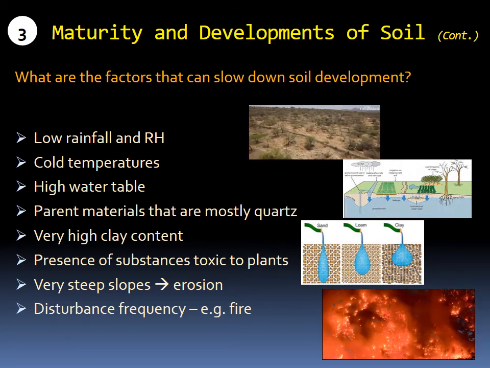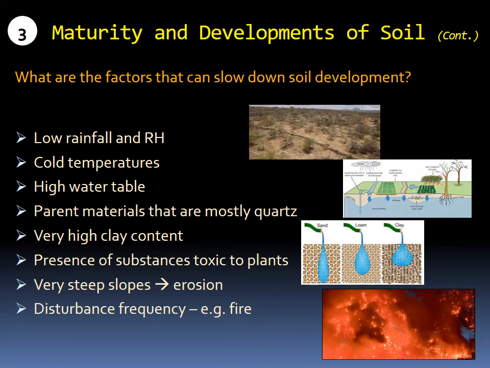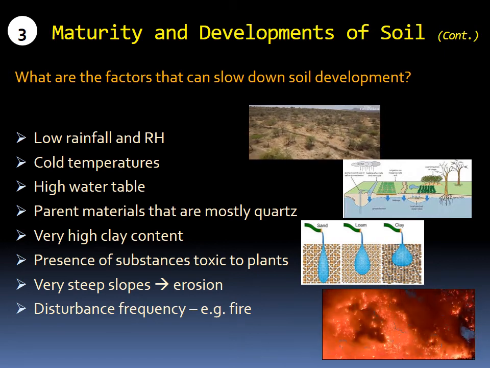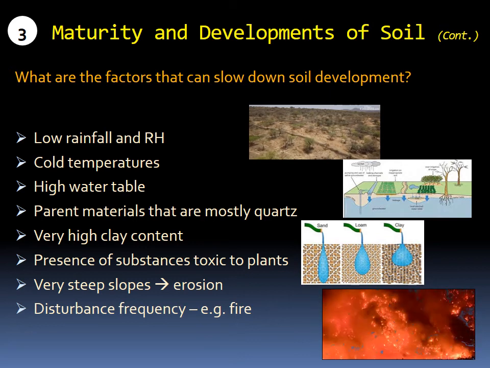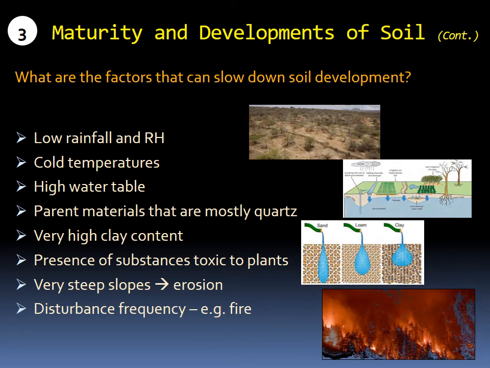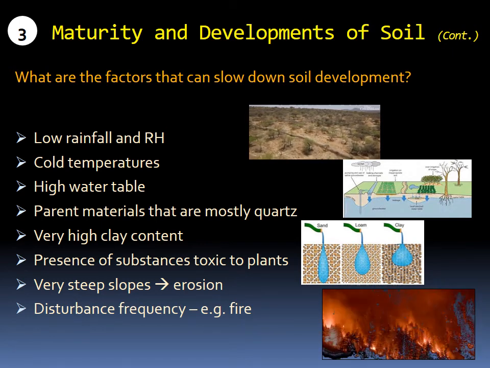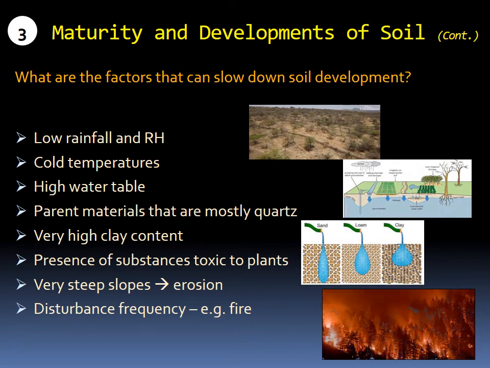Another factor is the presence of toxic substances to plants. When you have these toxic substances, it will kill the plants. And once you kill the plant, you eliminate the impact of the plant. You eliminate the impact of the roots. You eliminate how the plants can create pathways, and how they can affect the other organisms, and so on.